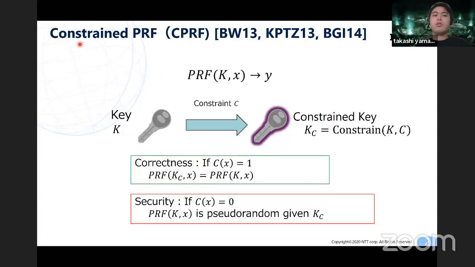I'm Takashi. I will talk about adaptively secure constrained pseudorandom functions in the standard model. Constrained PRF, CPRF, is an extended version of the pseudorandom function. In CPRF, when we are given a key K and a constraint C, we can generate a constrained key denoted by K sub C, which can be used to evaluate the PRF on any input that satisfies the constraint C. On the other hand, even if we are given this constrained key, PRF values on inputs that don't satisfy the constraint remain pseudorandom. So this is the CPRF.